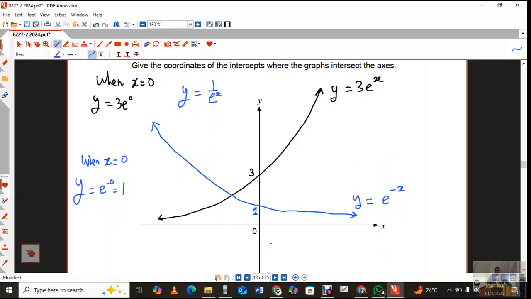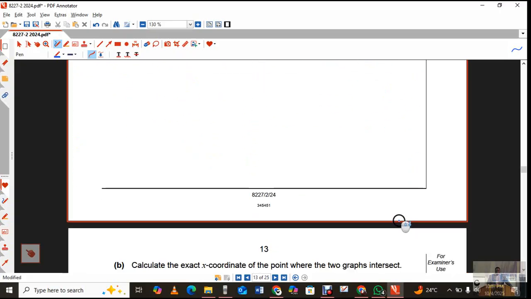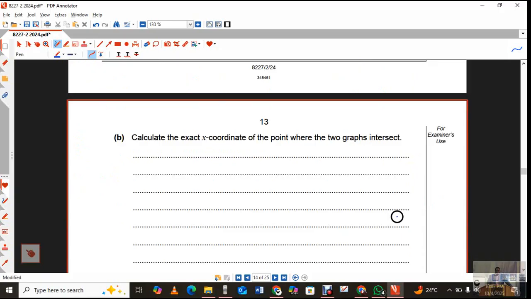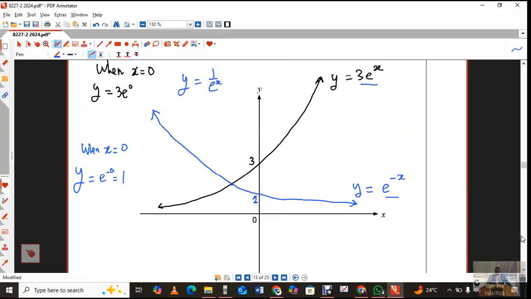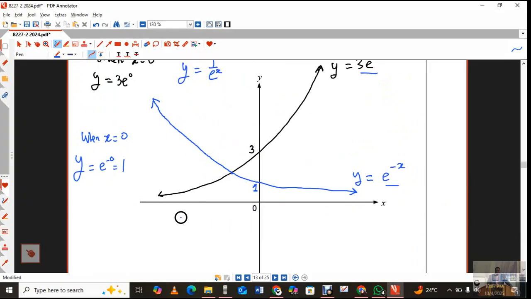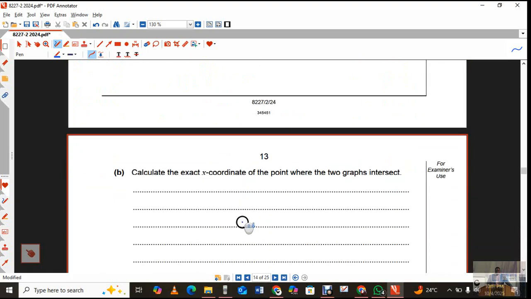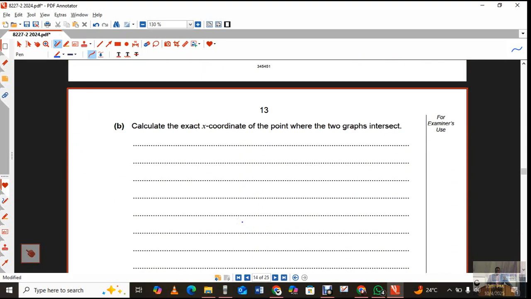Now you can clearly see that this graph is going to intersect, and at the point where they intersect, the two functions will be equal. This 3e to the x will equal this one. That is what they probably will be asking us in the next question: calculate the exact x coordinate at the point where the two graphs intersect. Now you can also see from my graph it has to be a negative value. Alright, so we can actually find that. It's not a big deal.